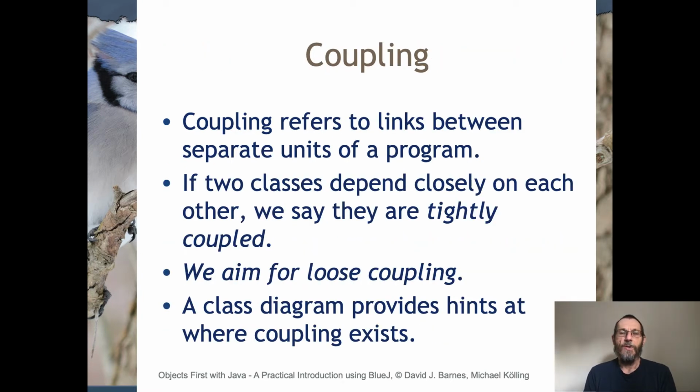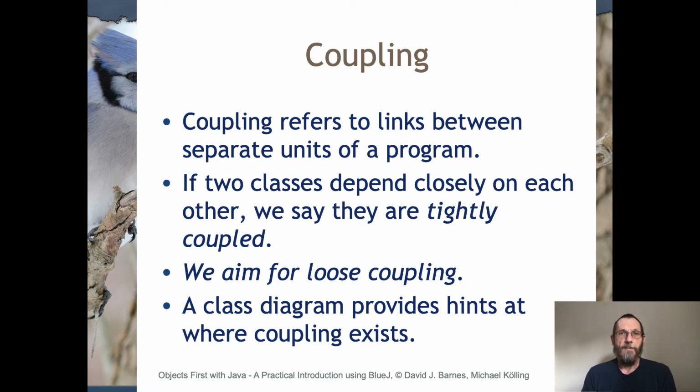Coupling refers to the links or connections between separate units of a program, where a unit could be something like a method or a class. In this video, we're going to focus on coupling at the level of class. So if two classes depend very closely upon one another, we say they're very tightly coupled. What might make two classes dependent upon one another? Well, if changes to one class have a big impact upon the implementation of another class, that's a strong indicator of tight coupling. That's the kind of dependence that we're thinking about.